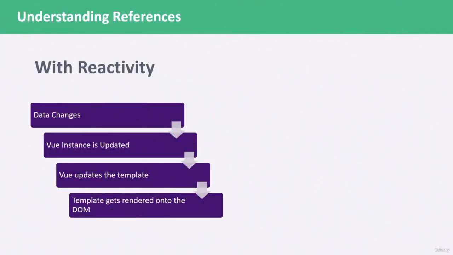Throughout this course, we've been changing the data in the View instance. This process can be done through a directive, an event, or with watchers. Anytime you change the data, you're updating the View instance. After updating the View instance, the changes will get reflected in the template. The changes then become rendered onto the DOM. This is how reactivity works. Any changes to the data result in changes to the DOM. View will take care of updating everything for you.